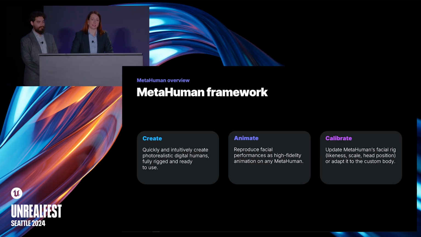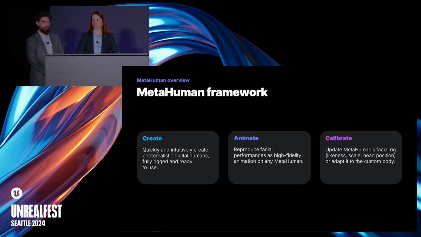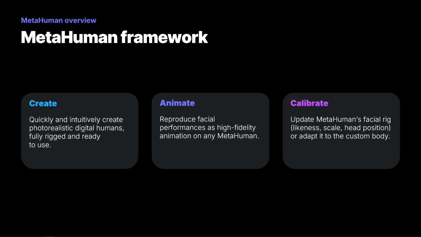Next step is animation. With MetaHuman Animator, you can reproduce facial performances as high-fidelity animation on any MetaHuman. Every expression and emotion is accurately captured and replicated on your digital human. It is simple and straightforward to achieve incredible results. Then comes calibration. You can change how a MetaHuman looks by using a set of libraries called DNA calibration.